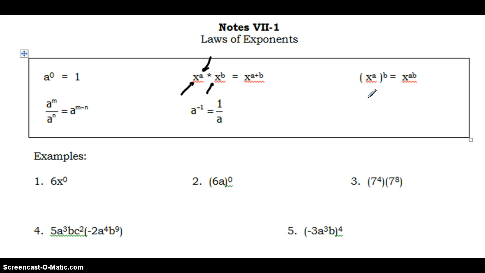Our third rule is called the power to the power rule, and that's when you have a base with an exponent that's being taken to another exponent or another power. So here we have our base of x to the a power, and this entire item is being taken to the b power. When this happens, your exponents multiply. So you have x to the a power times b.